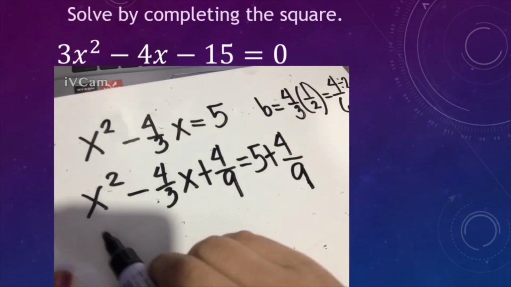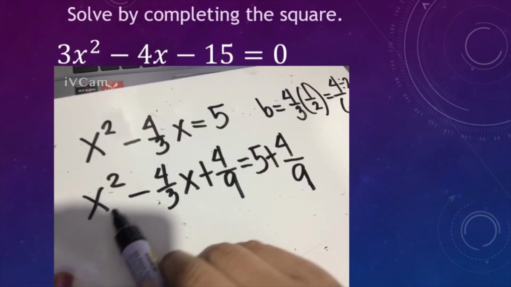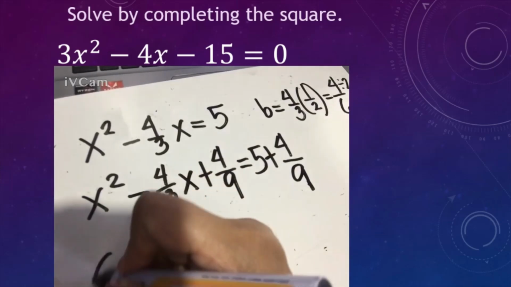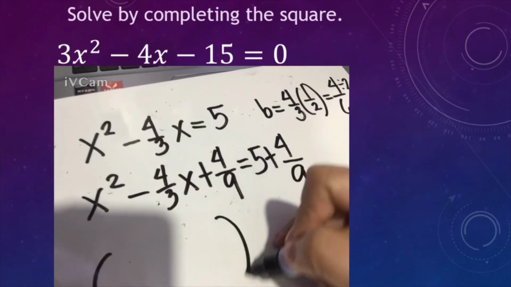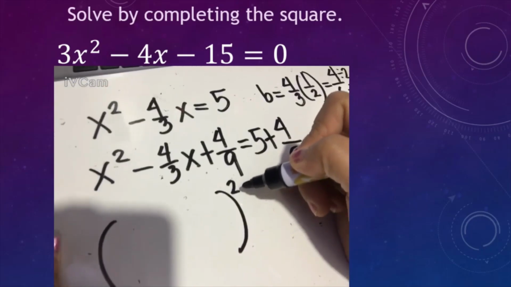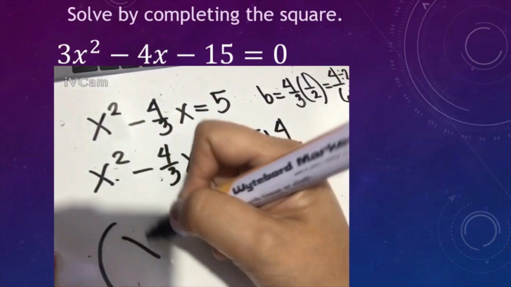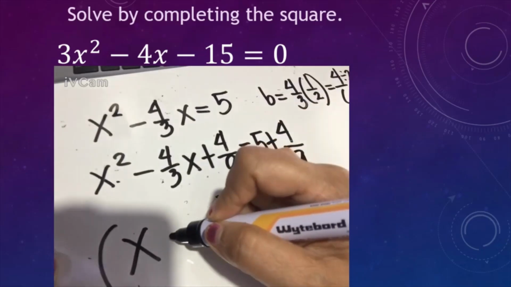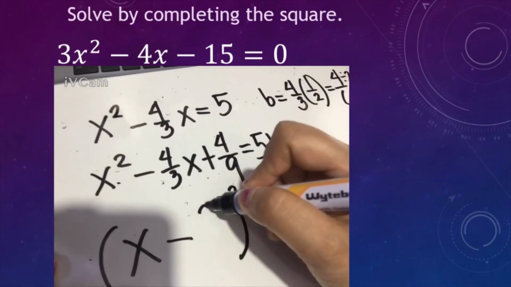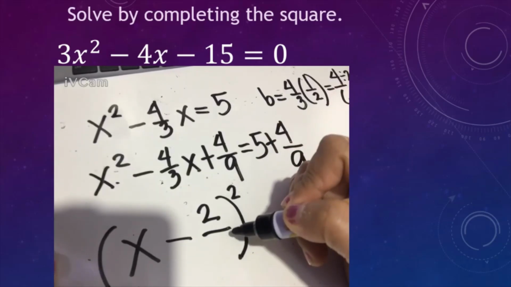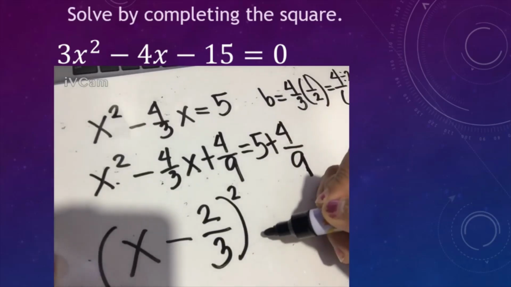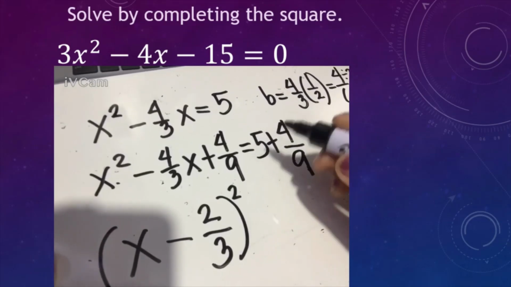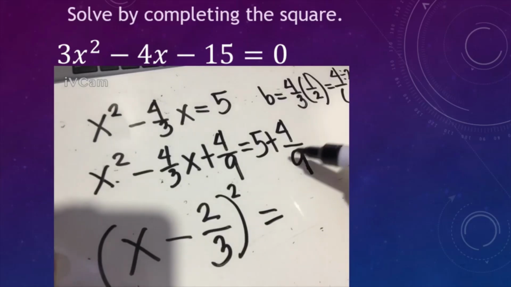So since it's already a perfect square trinomial, the x squared minus 4 over 3x plus 4 over 9, we can now express this into a binomial. Square of a binomial. What is the square root of x squared? x. What is the square root of 4 and 9? Square root of 4 is 2, and the square root of 9 is 3. So this is now the square of a binomial. And then we will solve.